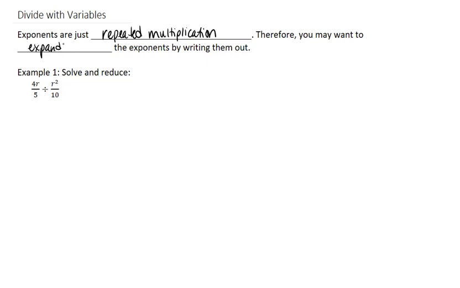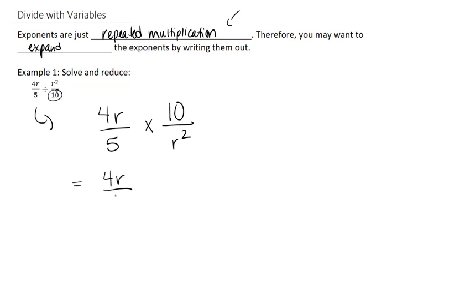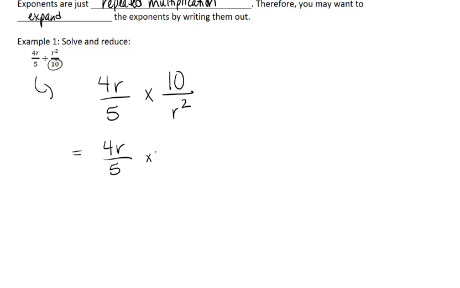Solve and reduce. So, like dividing with fractions just with numbers, we can do the same, where we take the first number, then we multiply and take the reciprocal of the second one. So the top would now be a 10, so our numerator is a 10, and our denominator is r squared. Now, when you say repeated multiplication, really what this means is we have 4r over 5 times, and then let's break down 10. We have 2 times 5 over r times r.